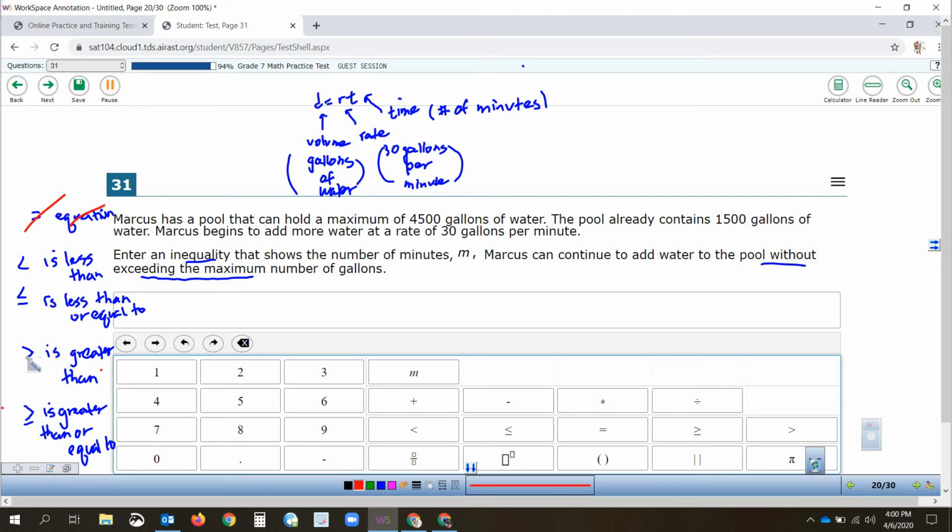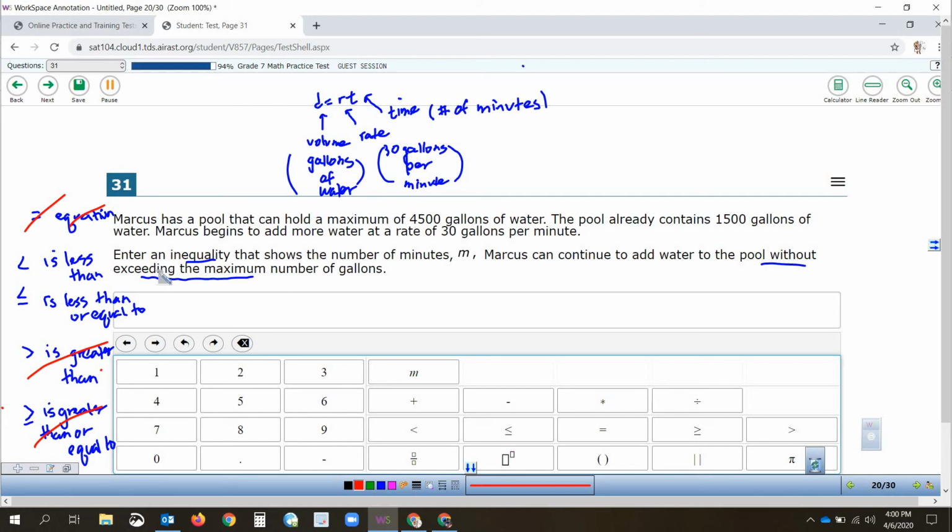Well, if we're greater than, then that's above the maximum, right? If we're greater than or equal to, the equal to part would be okay, but not the greater than. So it's not going to be one of these greater thans. So it's either less than or equal to, right? Well, it says without exceeding the maximum.